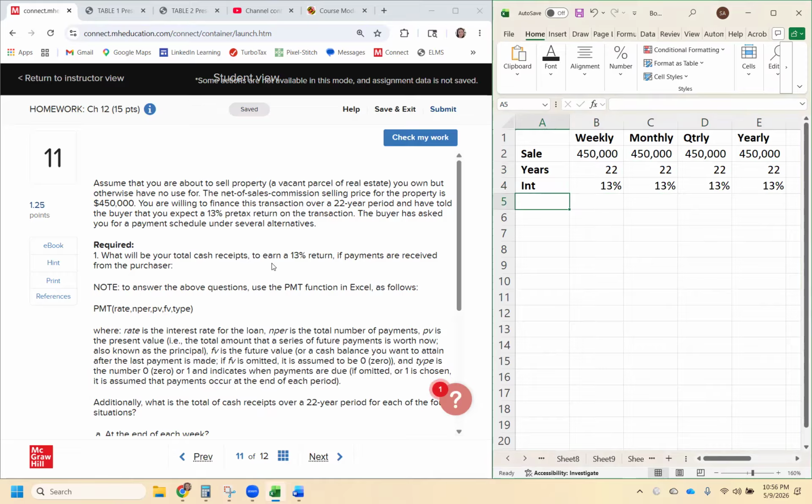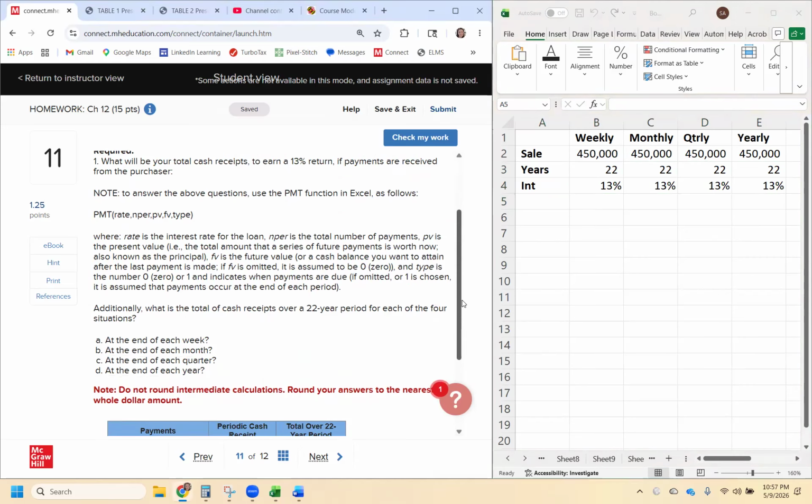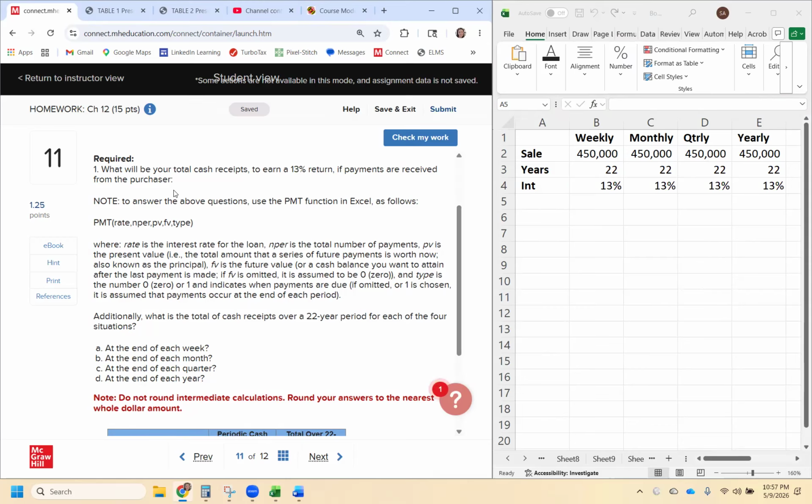The buyer has asked you for a payment schedule under several alternatives. Okay, what will be your total cash receipts to earn a 13% return if payments are received from the purchaser at the end of each week, end of each month, end of each quarter, end of each year? It's a little bit confusing because they should put these up here above this note, but they messed up. So this part needs to go down below the ABCD. It was so confusing when I read it the first time. So use the payment function in Excel to calculate payment. Okay, I'll show you that.